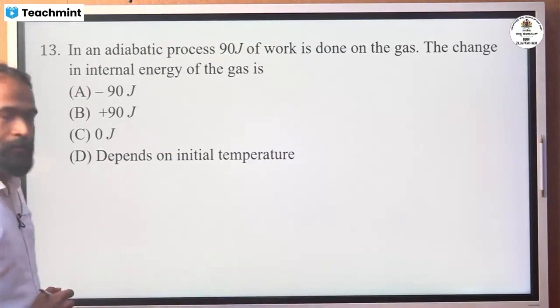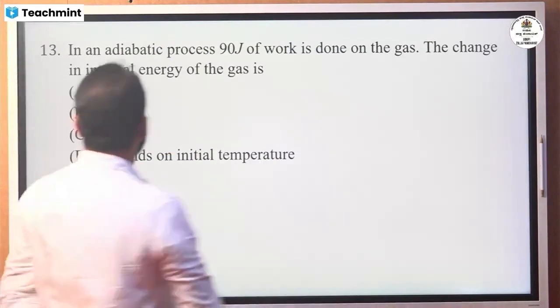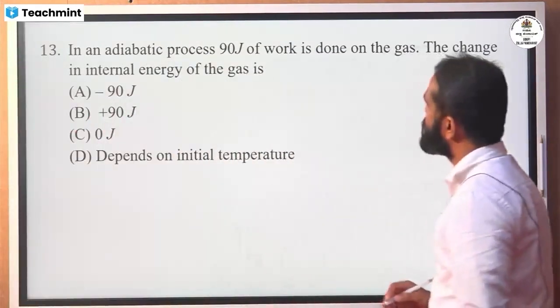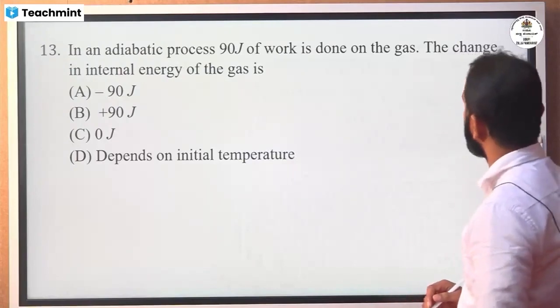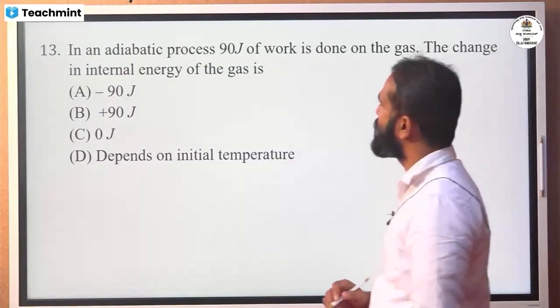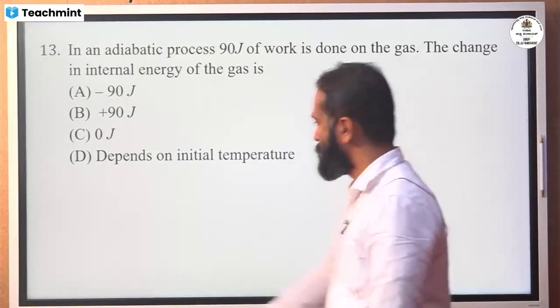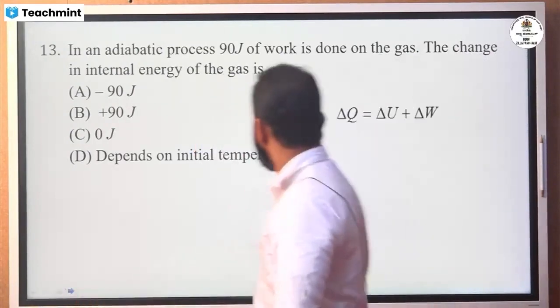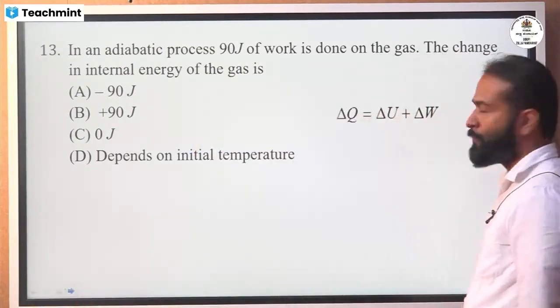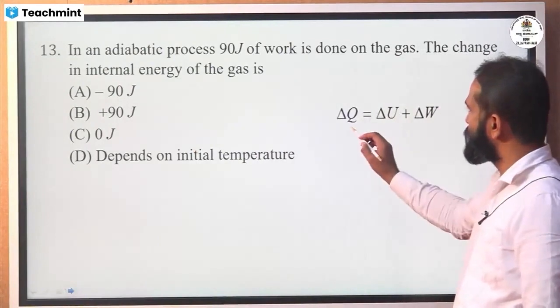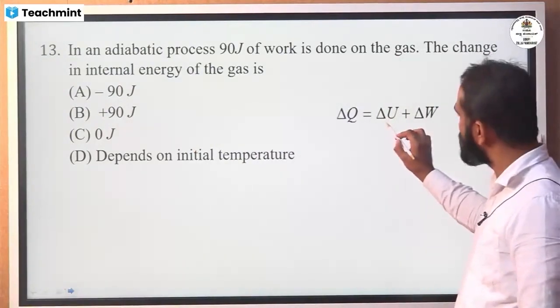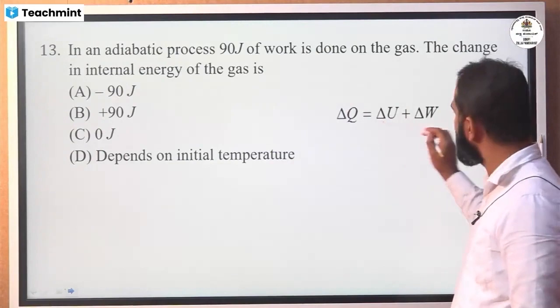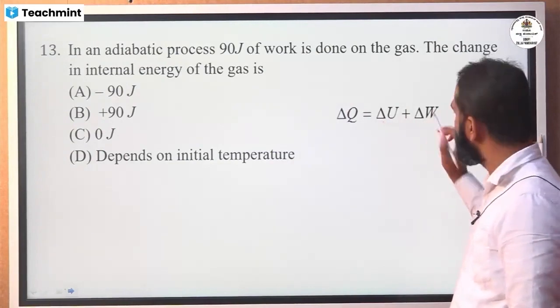Okay. Question number 13. In an adiabatic process, 90 joules of work is done on the gas. The change in internal energy of the gas is asked. So let's use the first law of thermodynamics. Heat supplied to the system is partially utilized to increase the internal energy and to do the work by the gas.